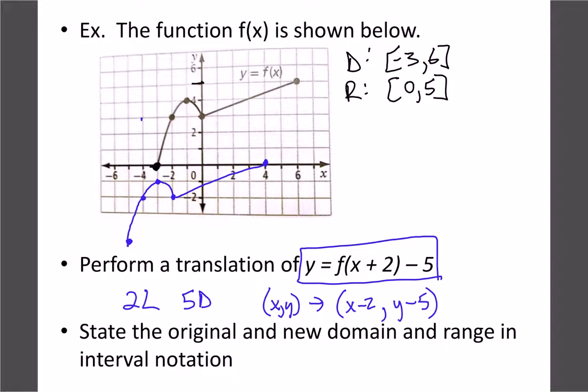So now let's do our domain and range of the new one. The new graph that I drew, the domain, you can see I went over here, so that's at about -5.